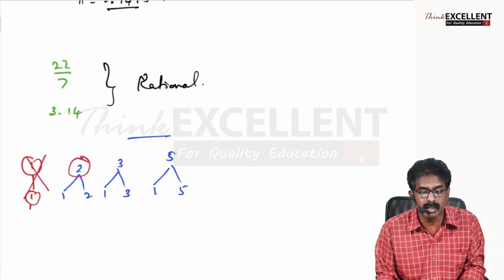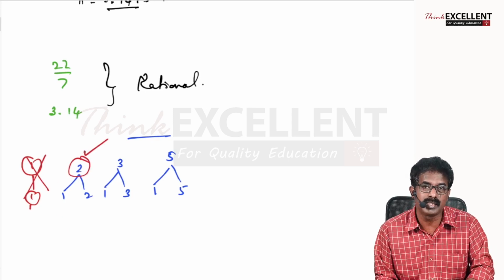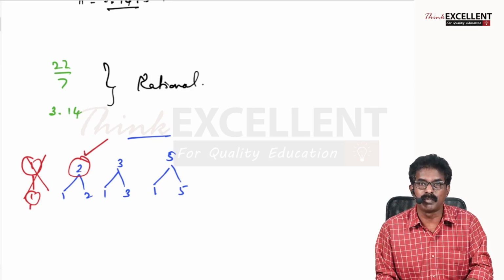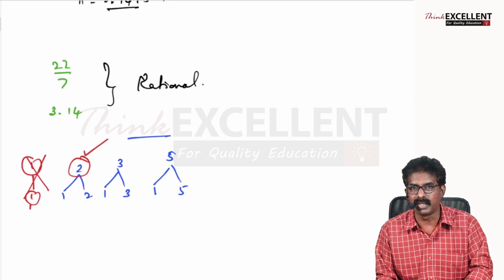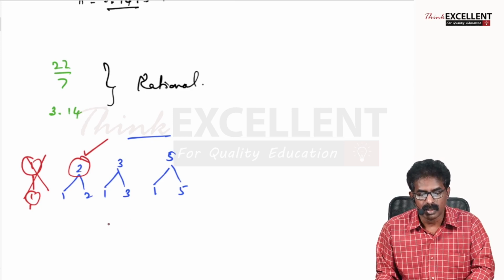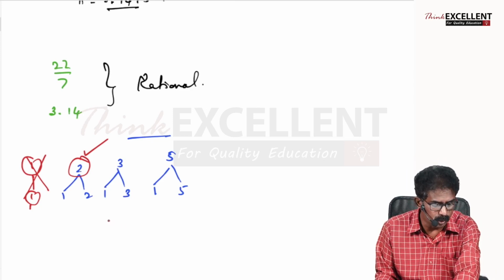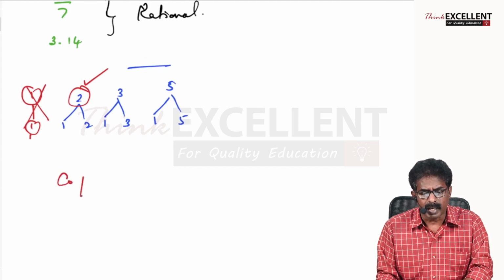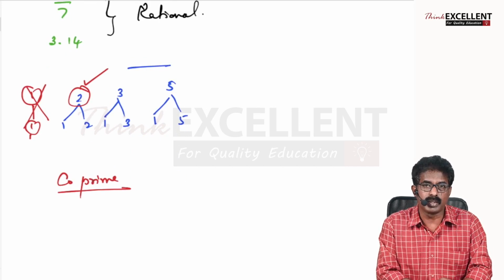The smallest prime number is what? 2. 2 is the smallest prime number, and the only even prime number is what? 2. 2 is the only even prime number. Okay. Now, that you already know. But I want to teach you coprime. Coprime. So 2 numbers you take.